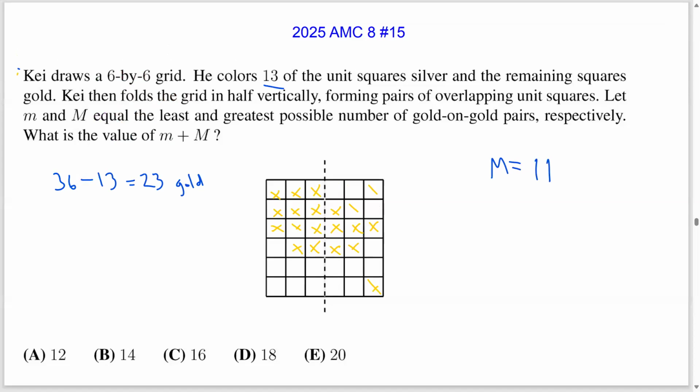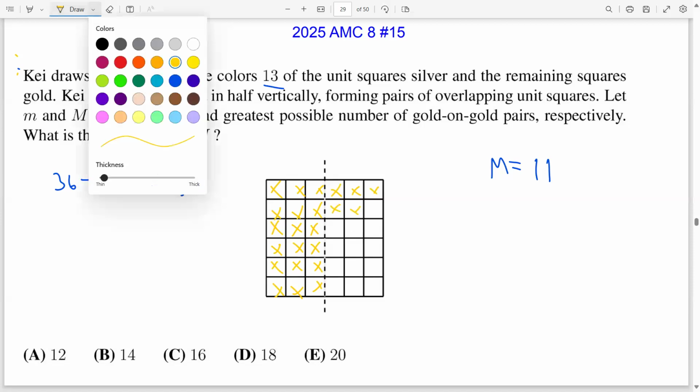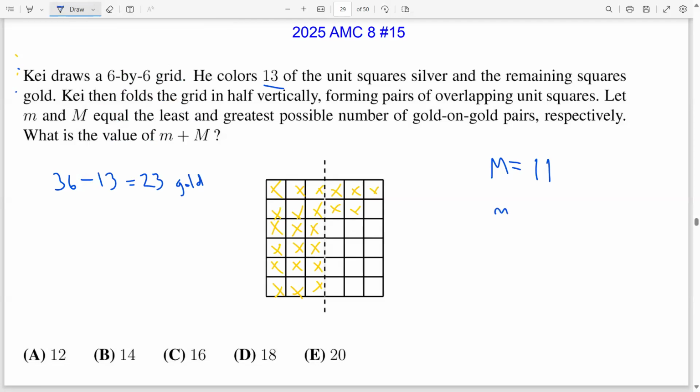Now, to minimize the number of gold-on-gold pairs, we're going to want to do the opposite, meaning that we want the gold squares to intersect the fewest number of times. And so one way we can do this is to color the entire left half of the grid gold. This leaves only 5 squares left to color gold on the right-hand side. And so this will imply that the minimum number is 5.